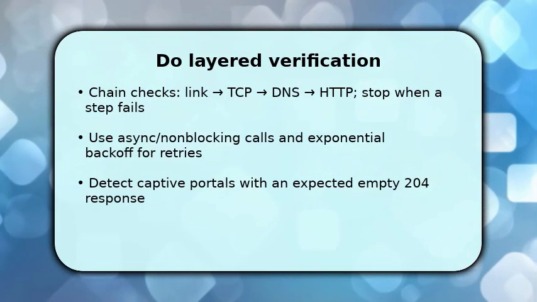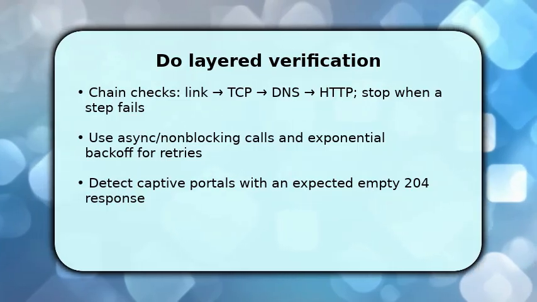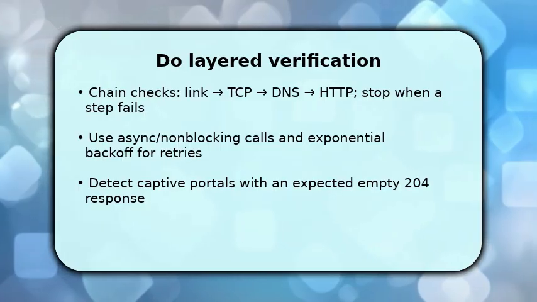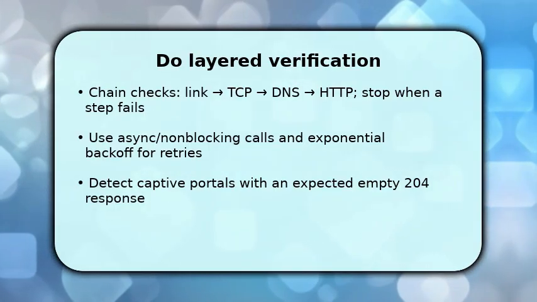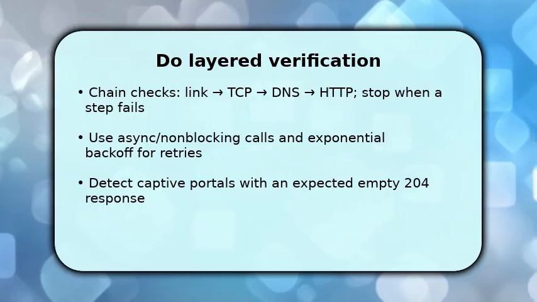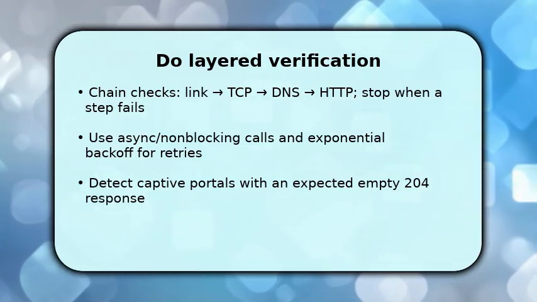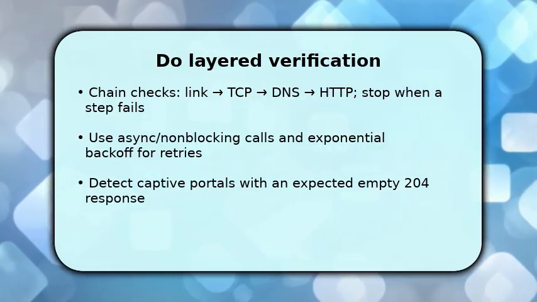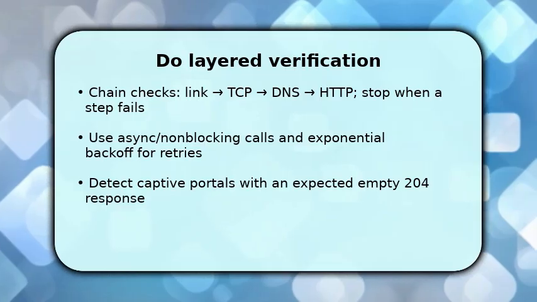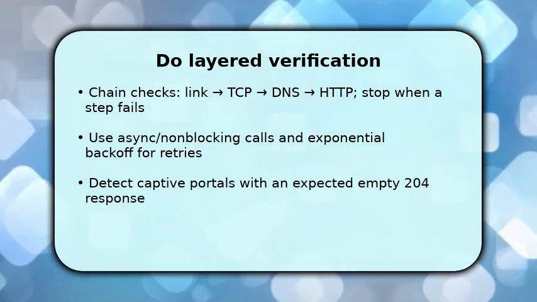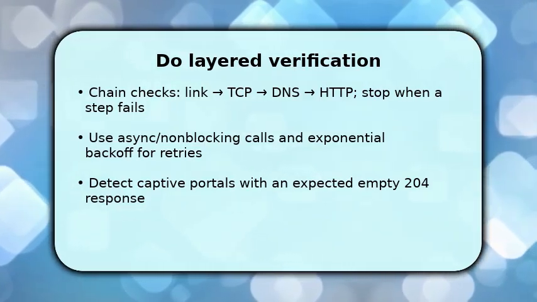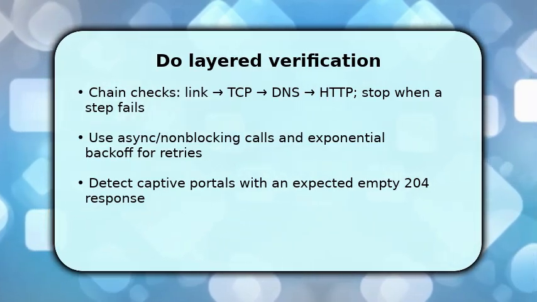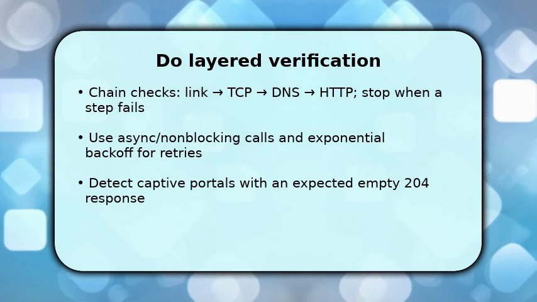You now run layered verification so failures are diagnostic. Start with link status, then attempt TCP connect. If that passes, resolve a known domain to test DNS. Next, perform an HTTP head and assert the response code you expect. An unexpected HTML page often means a captive portal. Make these calls asynchronously and apply exponential backoff for retries to reduce network load. Once done, log which layer failed so you can pick the right remediation instead of guessing.